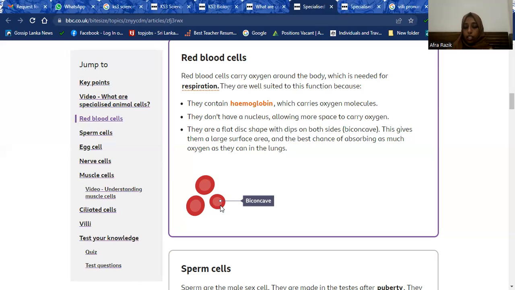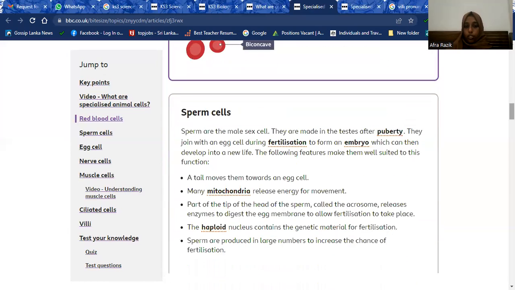So these are the three things it is suited for. They contain hemoglobin, they don't have a nucleus, and they are a flat disc shape with dips in both sides. So those are the points in the structure.